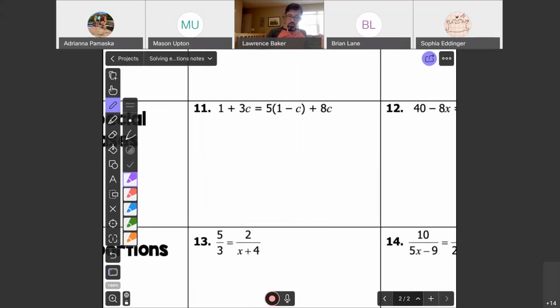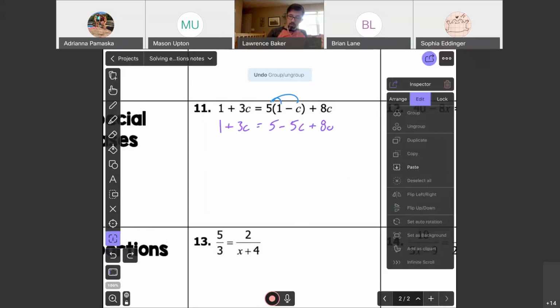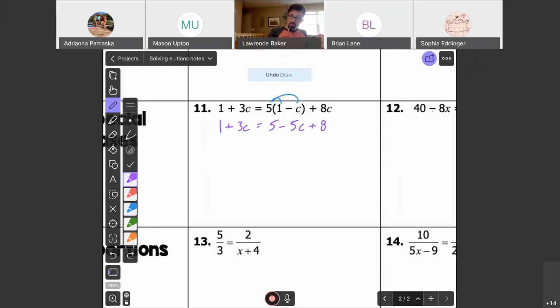It's like, okay, let's do some distribution. So 1 plus 3c equals 5 minus 5c plus 8c. And I got some like terms to combine here on the right side. So 1 plus 3c equals 5, and then negative 5c plus 8c is 3c. So we're done with our simplifying portion of things. And so then we say, well, let's gather our variables.